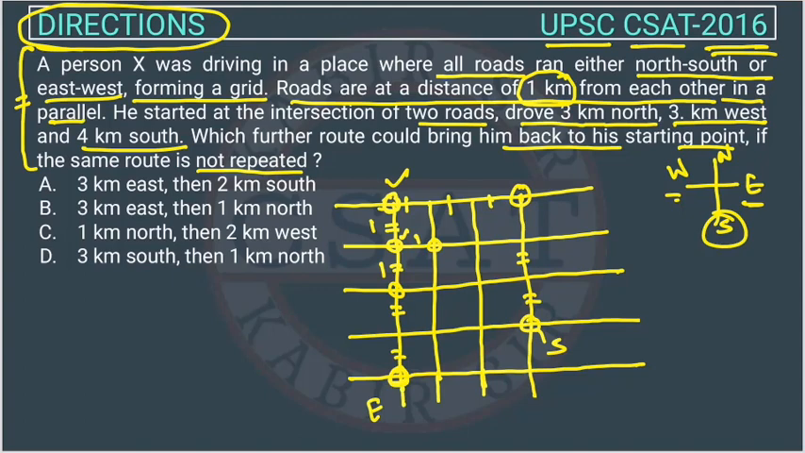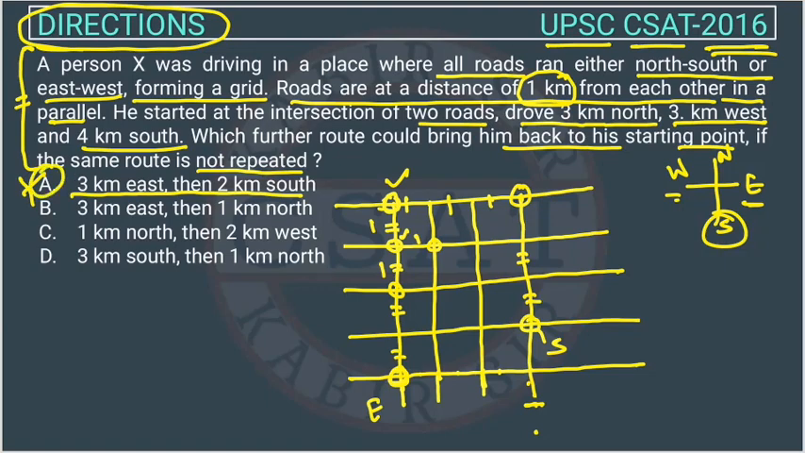So the option is 3 km east and 2 km south. Suppose he goes to the east. So this is first, second, third. So he is reaching here. Then 2 km south, so first and then second. So he is going downward. So the distance is increasing, right? So this option is wrong. So option A cannot be the answer, right?